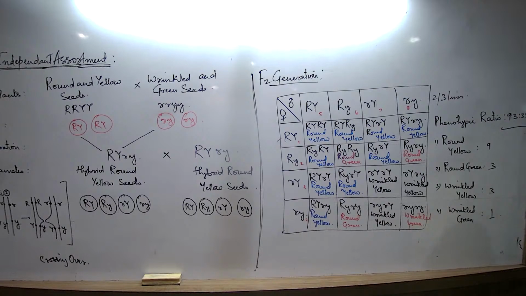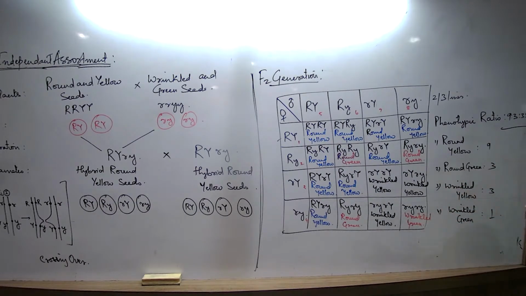Genotypic ratio we are not studying, which is not there in your syllabus right now, but this also has a genotypic ratio. Yes, you have to break this whole thing down. Then that is the genotypic ratio that we understand. So now, is this clear?